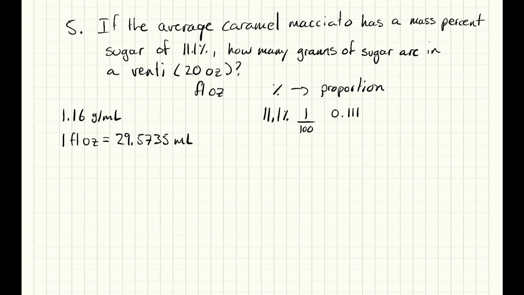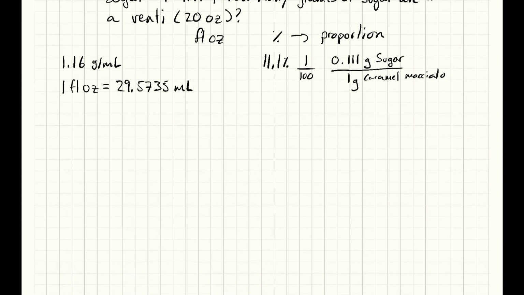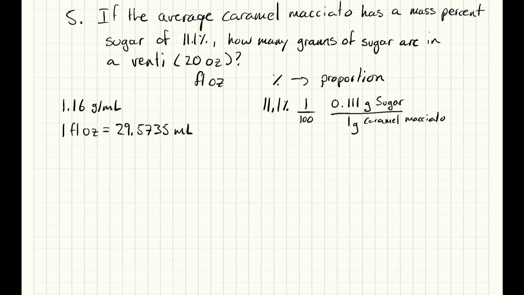And this is a mass percent. So this is 0.111 grams of sugar per 1 gram, in this case, caramel macchiato. And I'm definitely not going to write that out every time. Okay, so we need to convert this to a proportion. And when we convert it to a proportion, now you can see this is a mass of sugar per a mass of caramel macchiato. This is a conversion factor.